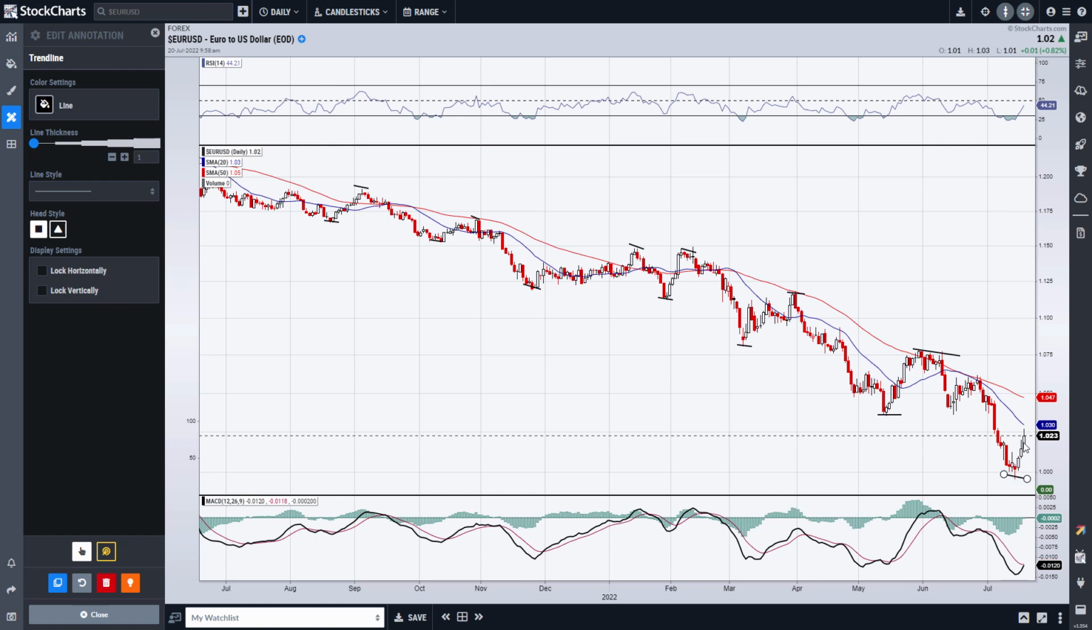Does this have the potential to kind of evolve into an intermediate low? Yeah, I think so. But the question will be, do we trend reverse? In order to trend reverse, you've got to get these pivots changing direction. You've got to get them moving to higher highs, higher lows, higher highs, higher lows.